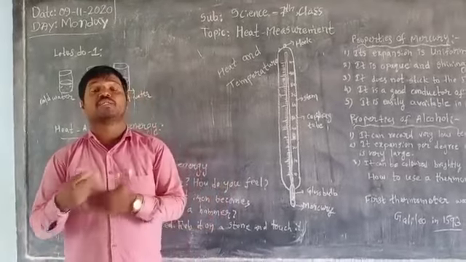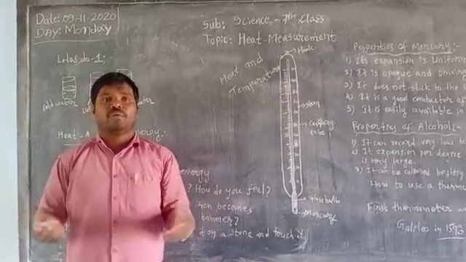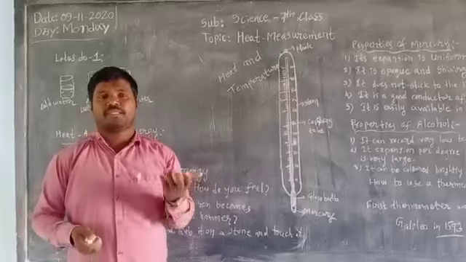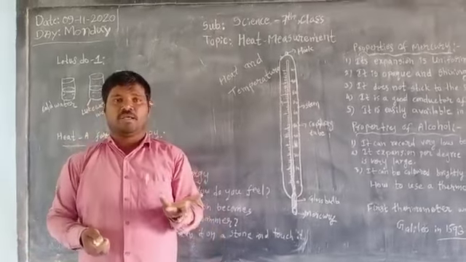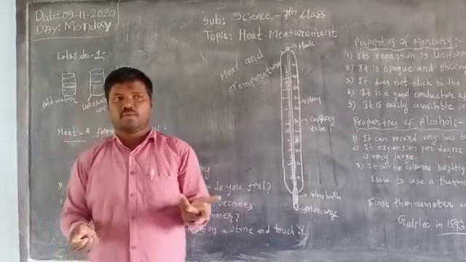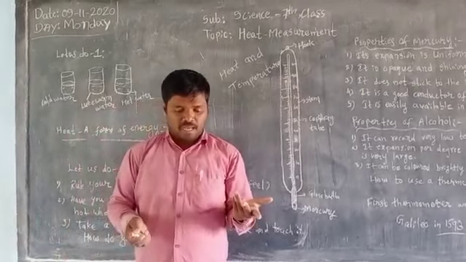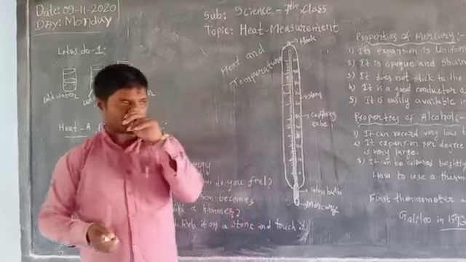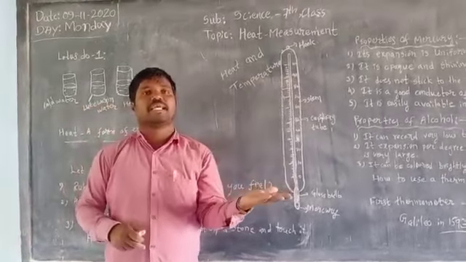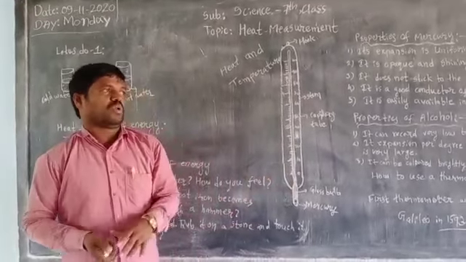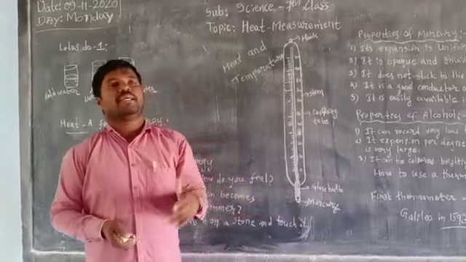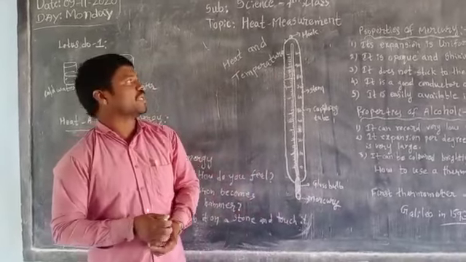And suppose we are thinking which one is cool and which one is hot, some examples: ice cream is there. Is it cold or hot? Very cold. Suppose hot tea is there. Is it cold or hot? It is hot only. Like that we are observing which one is hot and which one is cool. And it shows the degree Celsius. So this one we have to call the temperature.